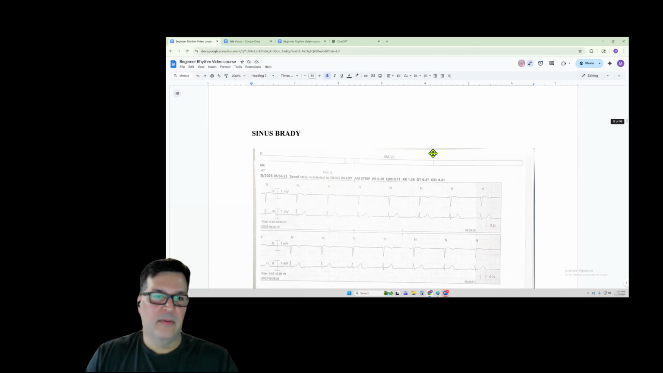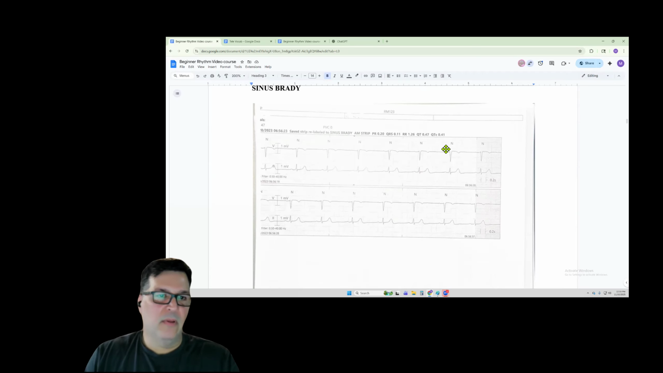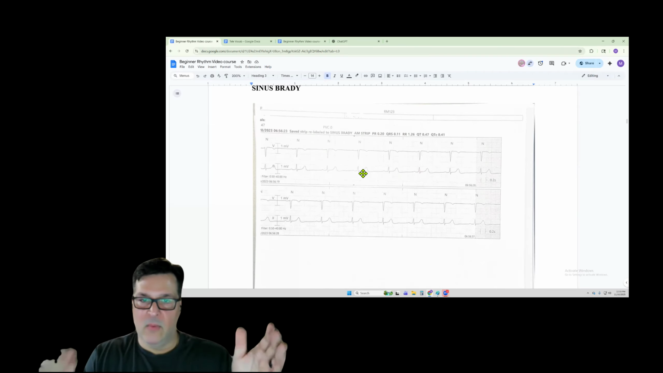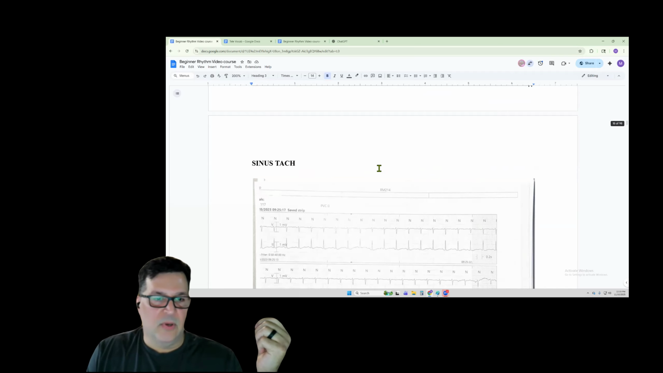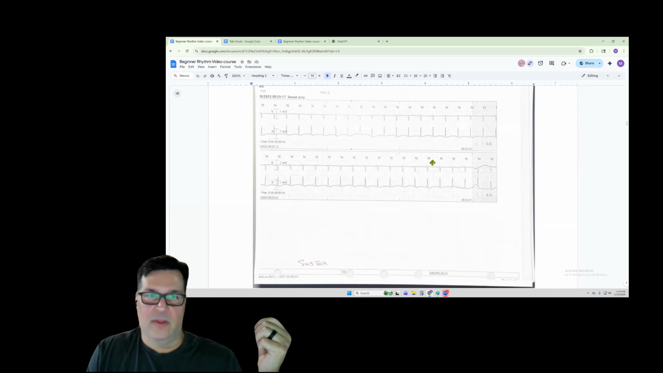Then, of course, anything below that norm, below 60, is sinus brady. Same criteria, but the heart rate's a little bit slower, and that means the R to R is going to be a little bit wider apart. And then on the other extreme, you have sinus tach, where, again, the same criteria: the P wave is consistently before the QRS complex, P wave morphology stays the same, but the R to R is a little bit on the tighter side, where they're closer together.